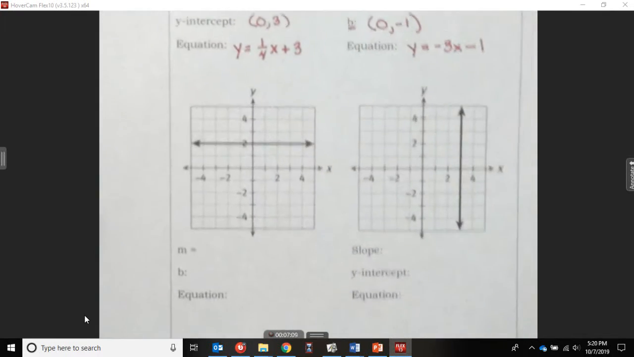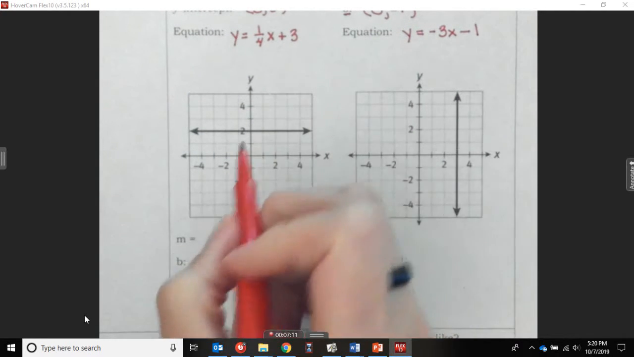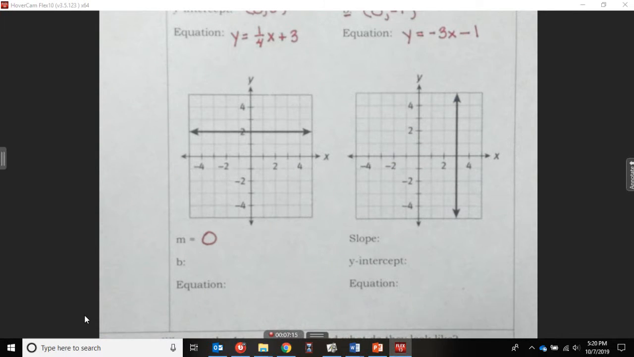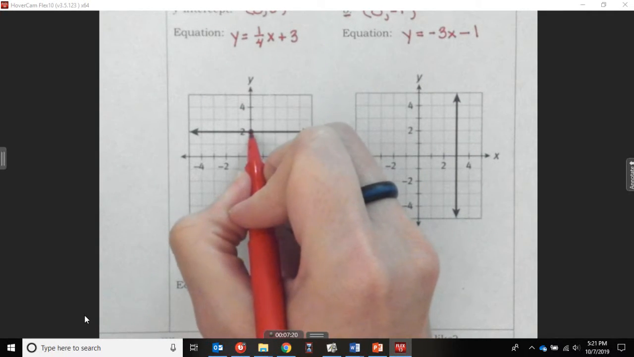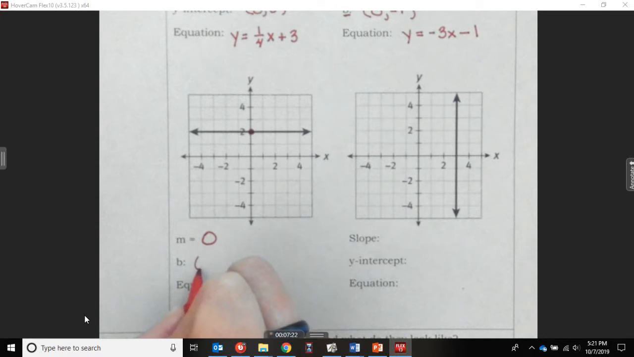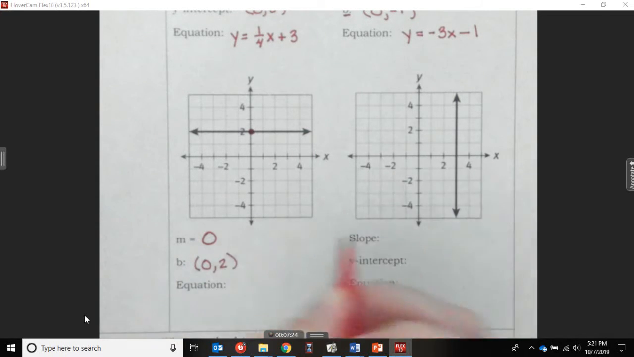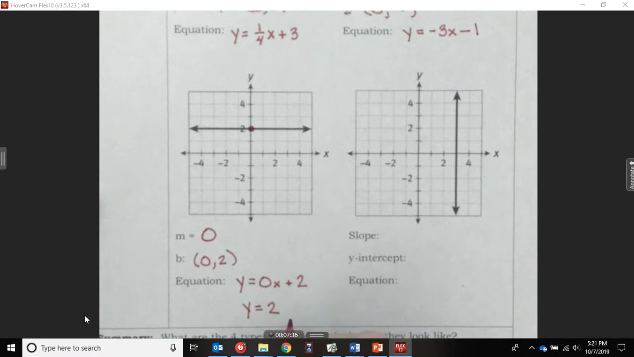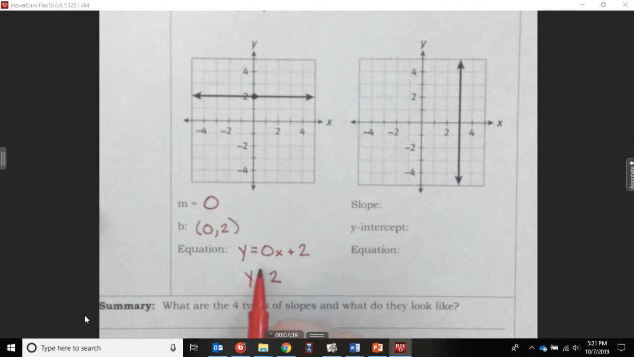Okay, the next one. This is a 0 slope. Right? It's a flat line. This is 0 fun. It's a 0 slope. And so my y-intercept is 2, or 0, 2. And my equation is y equals, if I say 0x plus 2, you'll never see it like that because 0 times x is 0. So y equals a positive 2. That's how you will see it written.